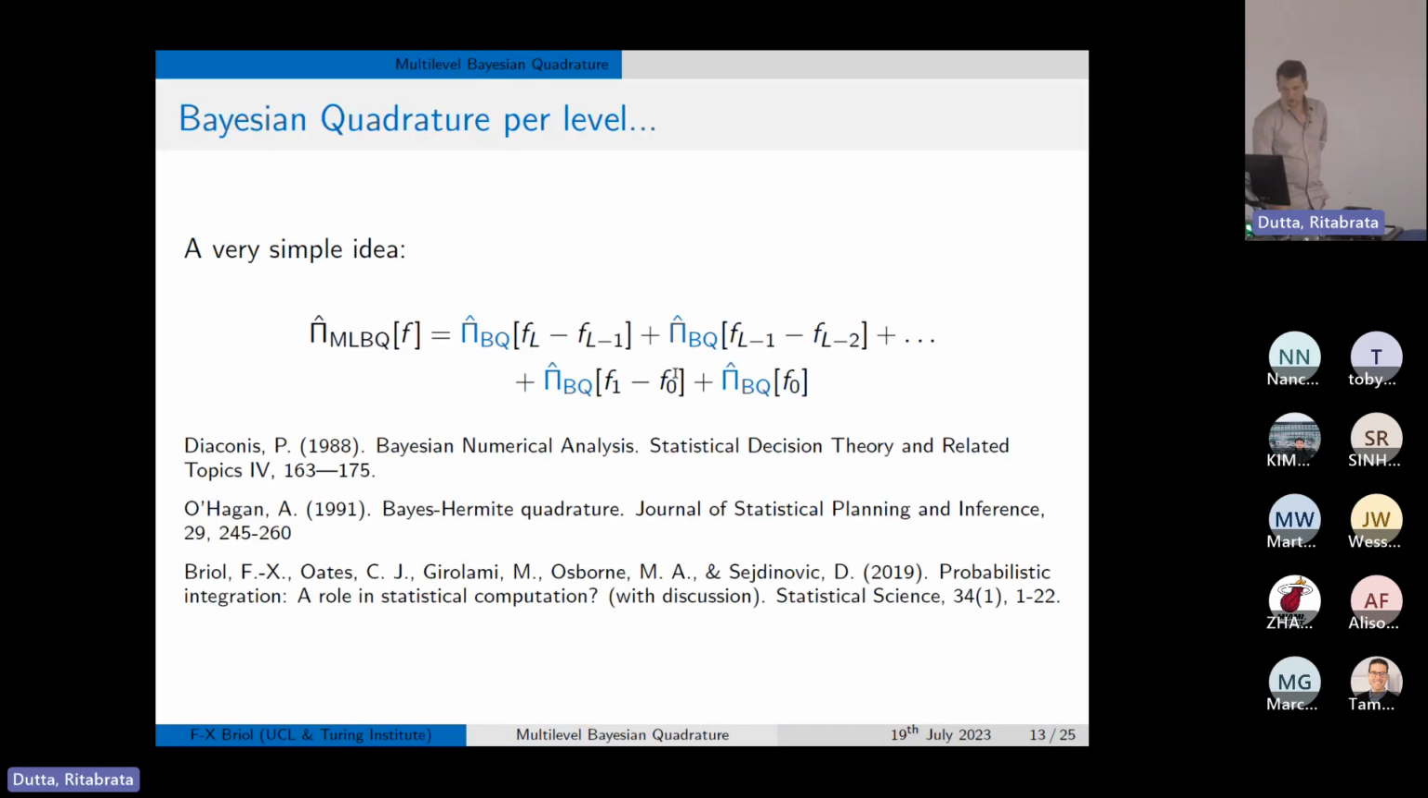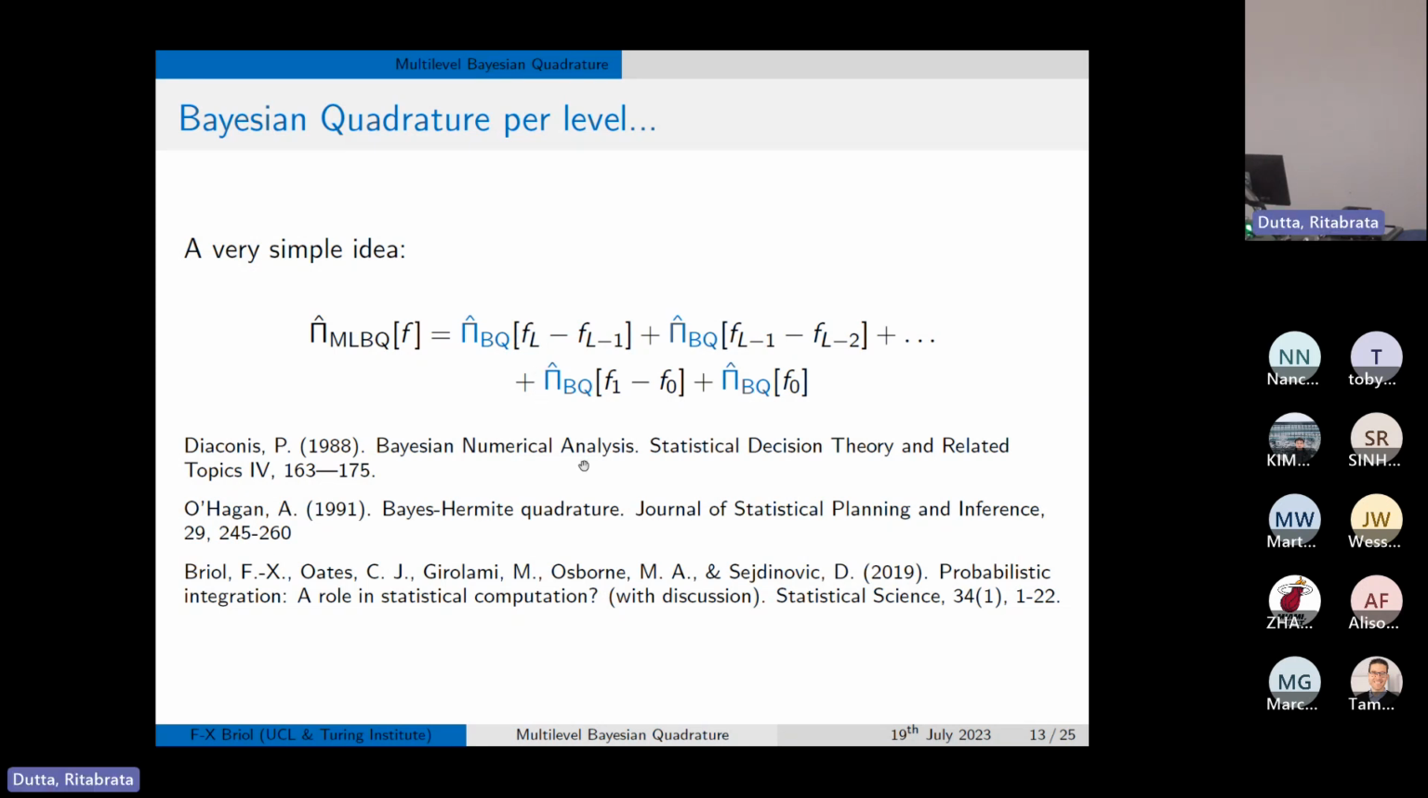So how can I do this? Well, it's really trivial. The method is extremely simple. I'm just going to do this telescoping sum, and I'm going to replace the Monte Carlo estimators at each of these levels with this other method called Bayesian quadrature, which is based on these emulators. And I'll explain how it works in a second. But that's all. The method is extremely simple.